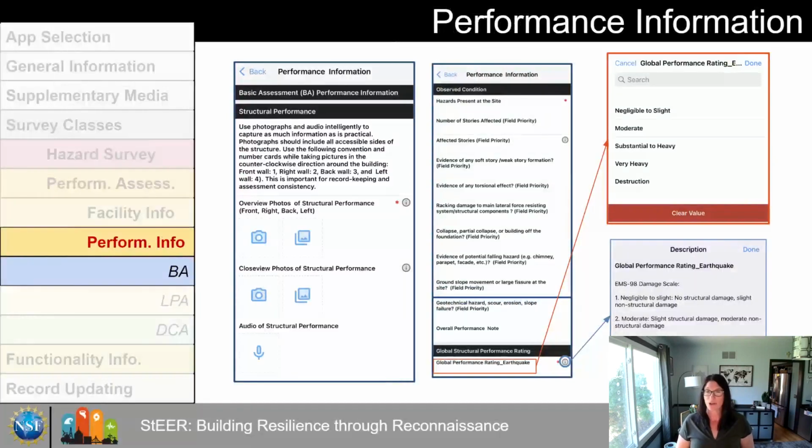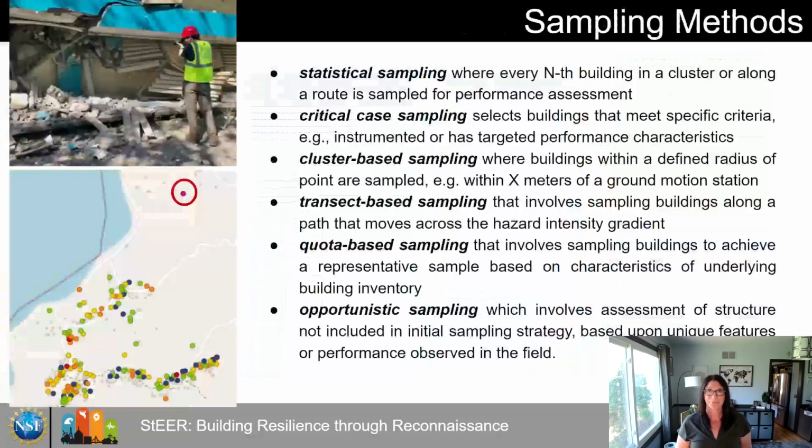Here's a quick screen capture showing you the Fulcrum mobile app's interface for the performance assessment. You'll see here the first screen that's showing the user which photos to acquire and even how to dictate by audio what they're observing. Additional question prompts will guide them through specific evaluations of the structure, most notably assigning a global performance rating on a standard scale with embedded guidance.